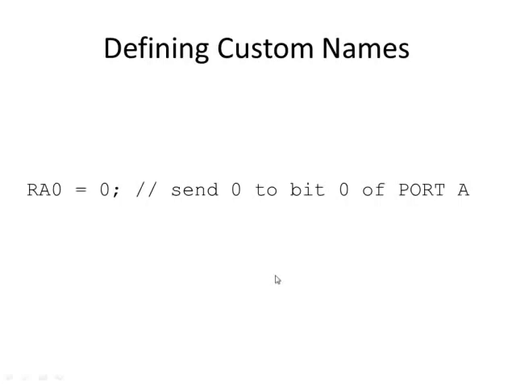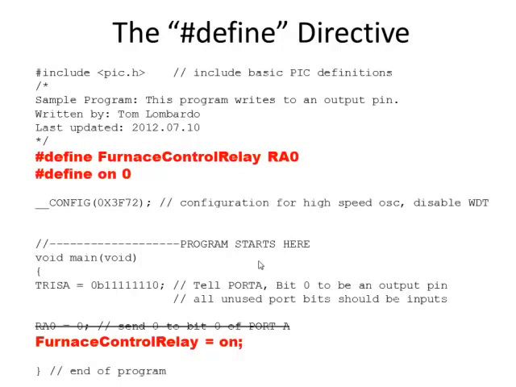We can also, RA0 is not a very descriptive name. It's descriptive as far as the computer is concerned, but I don't know what's connected to RA0, and in a fairly complicated system, you've got a whole bunch of devices connected to different ports. You don't want to have to remember what those are. So we have a way of defining custom names, and we can do that using the define directive.